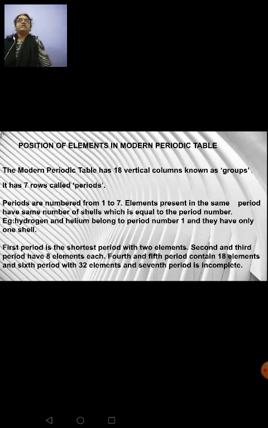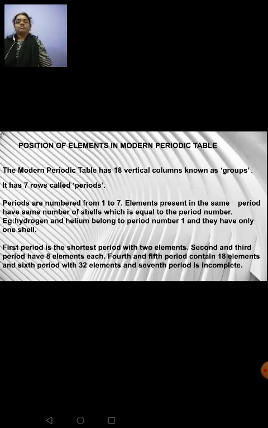So these elements like your lithium, beryllium, boron, carbon, nitrogen, they are all falling in this second period, therefore they will have 2 shells around them. So whatever is the period number, that indicates the number of shells around the elements. If it is period number 3, they will have 3 shells around it.